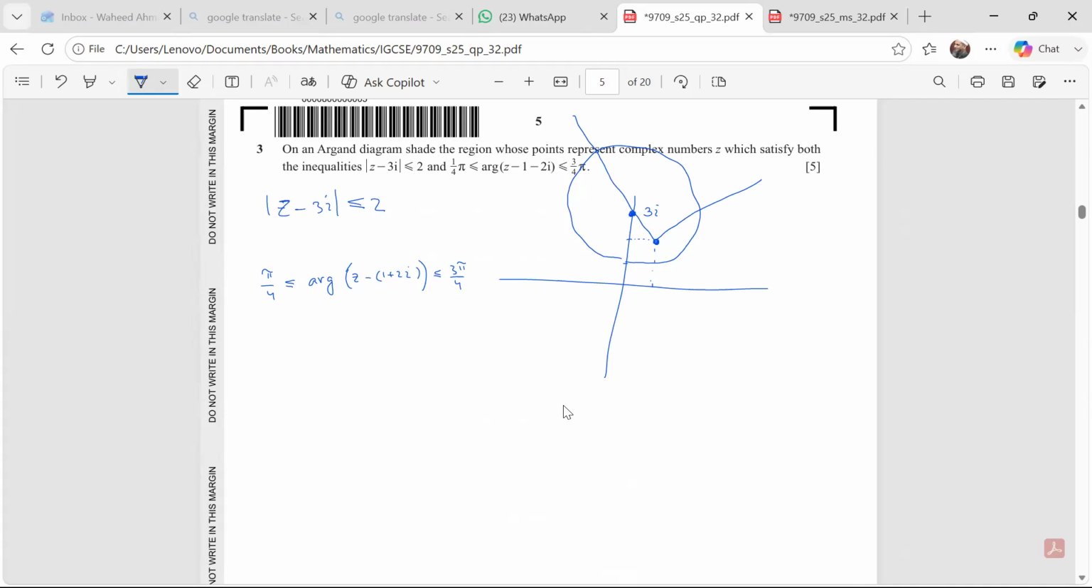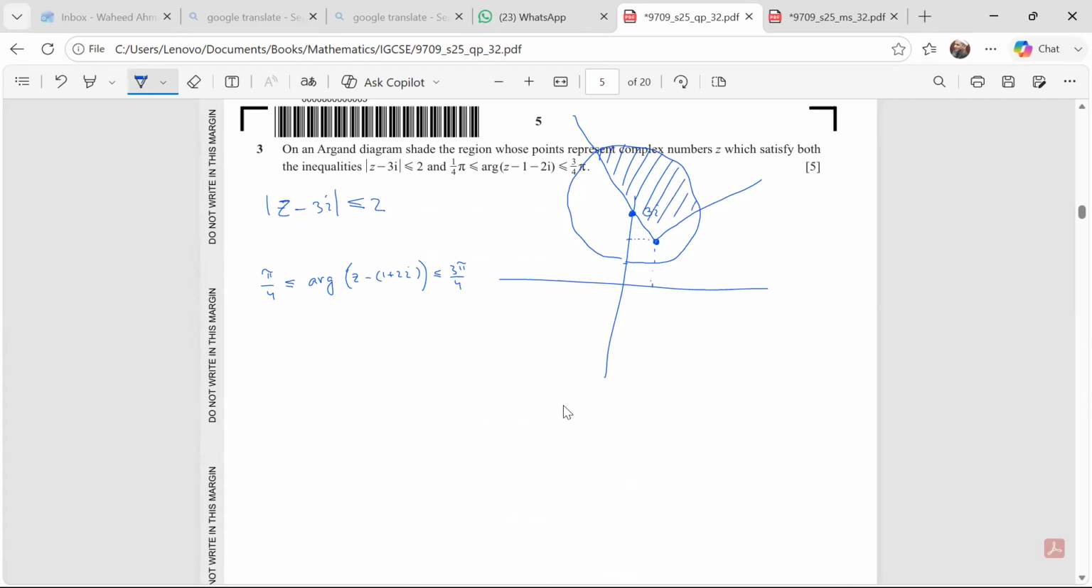Now we were asked to shade the region whose points represent complex numbers z which satisfy both conditions, both inequalities. So all the complex numbers which satisfy both inequalities are the intersection, the common points, of these two regions.